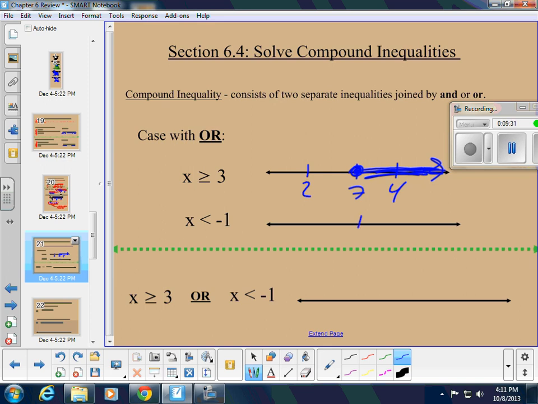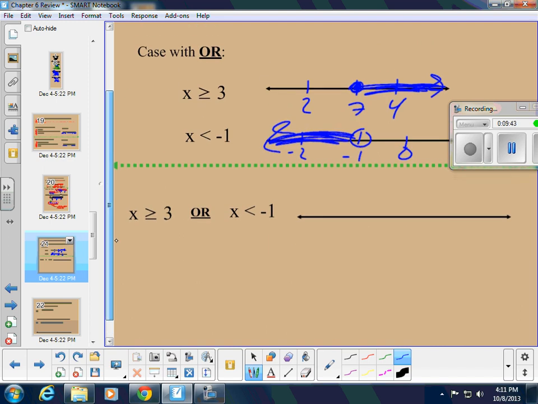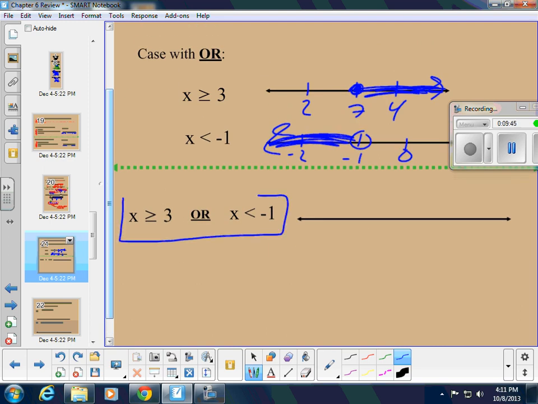Then x is less than -1. Again, just picking out some numbers that are nearby. This would be an open circle, and I'd shade to the left all numbers that are less than -1. So then for the OR case, there's no special way to write it. This is just how you write an OR case. X is greater than or equal to 3, or x is less than -1.